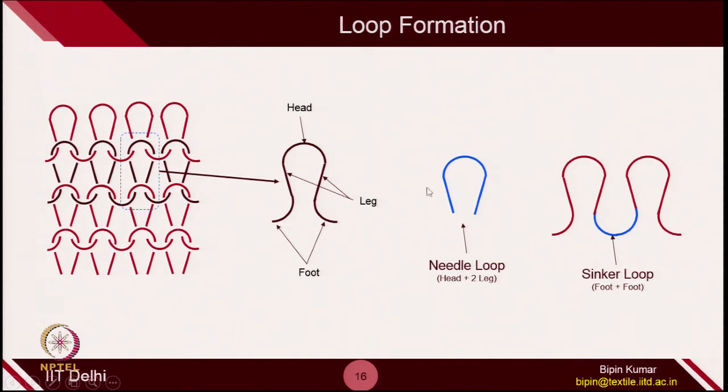The second thing I talked about was when two loops are connected by the foot, two consecutive feet, and these two consecutive feet are called the sinker loop. So, in each of these fabrics, the needle loop and sinker loop are present. So, we define two terms for the fabric loops, needle loop and sinker loop. Needle loop consists of one head and two legs, while the sinker loop consists of two feet.